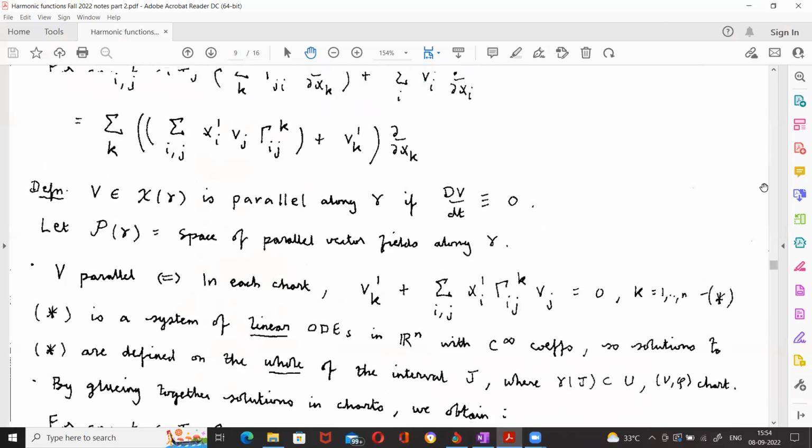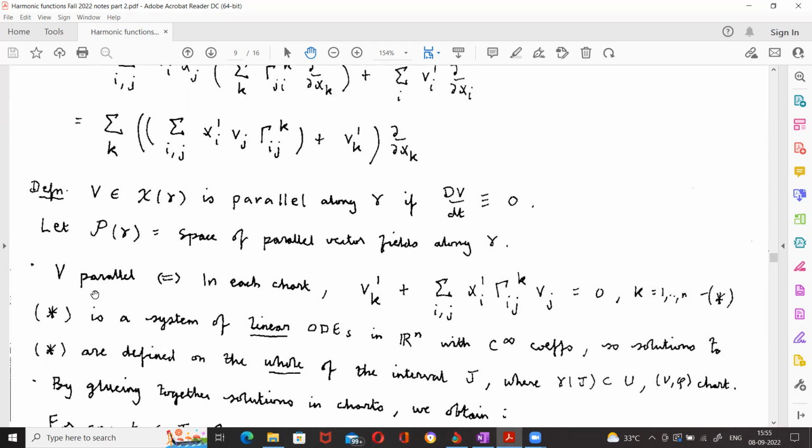Fine. All right. So to finish, let's just talk a bit about parallel vector fields. A vector field V is parallel if its covariant derivative along gamma is 0. Since d/dt is a linear operator, the set of parallel vector fields will be a vector space. It's the kernel of d/dt, right? So let P of gamma be the vector space of parallel vector fields along gamma. Then, what is the dimension of this space of parallel vector fields? How can we describe it?